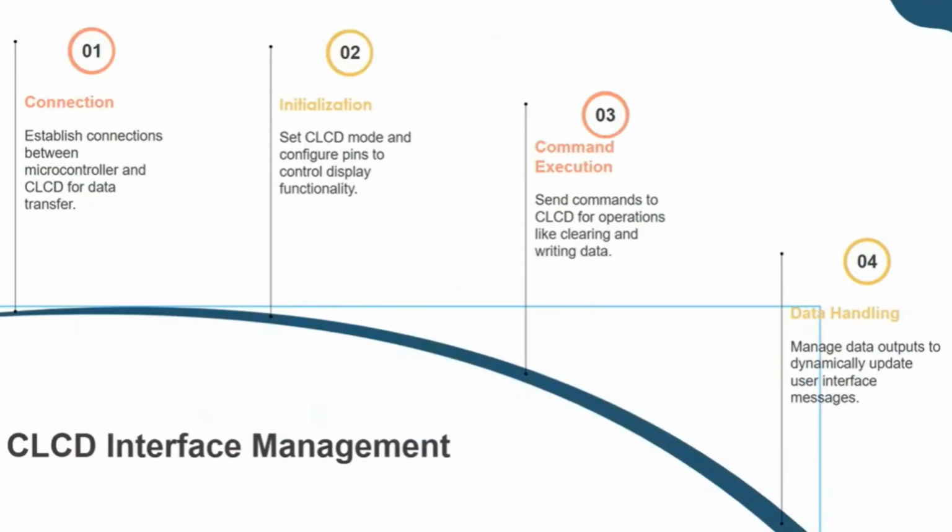CLCD interface management. Here there are connections, initialization, command execution, and data handling. Establish connections between the microcontroller and CLCD for display transfer. In initialization, set the CLCD mode and configure pins to control display functionality. Then we execute the command, and data handling manages data outputs, dynamically updating user interface messages.